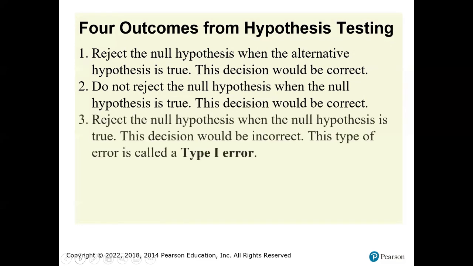Now, here is where we make a mistake. I say I'm going to reject the null hypothesis when in fact I shouldn't have. If you say you reject the null hypothesis when we had evidence to say that it really was still true, this is incorrect, and we call this error type 1.